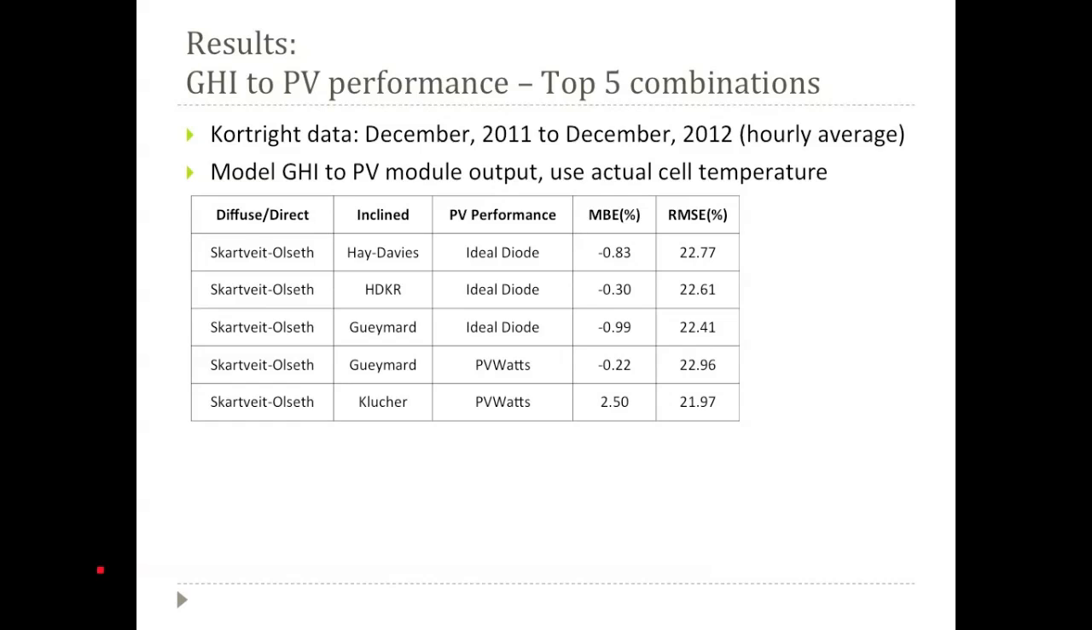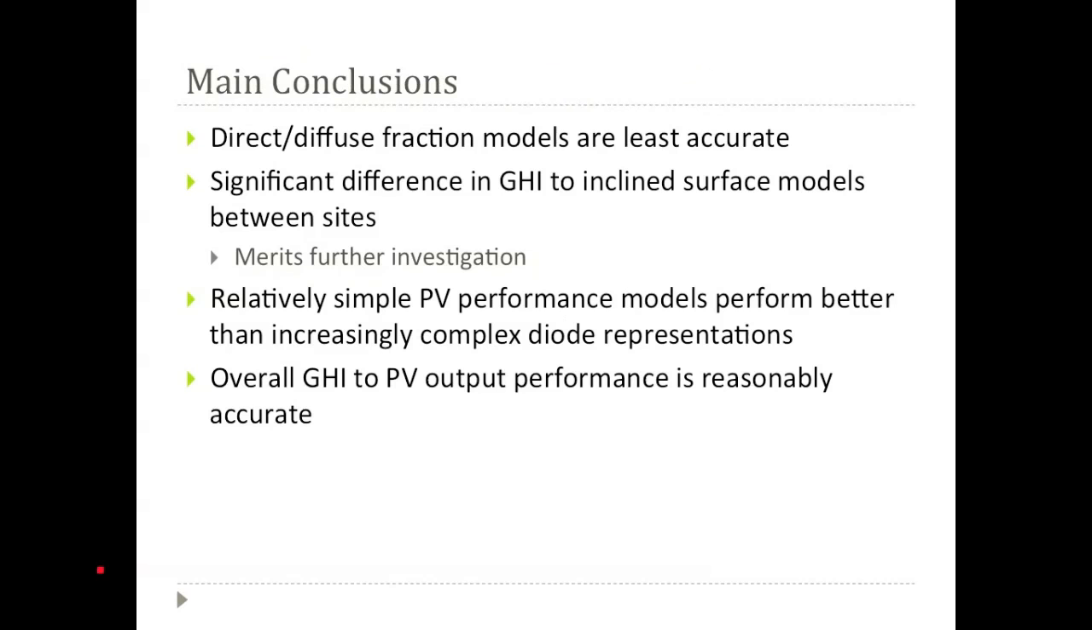So what we can take away from this is that the diffuse fraction models really are the least accurate. So if you can get around having to use those, you're going to be in a better spot in terms of your modeling efforts. And there's a significant difference between the solar radiation models, at least between the 2 sites. So this is something that we need to examine in greater depth and figure out.